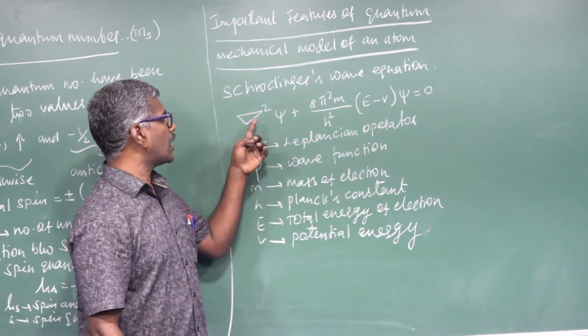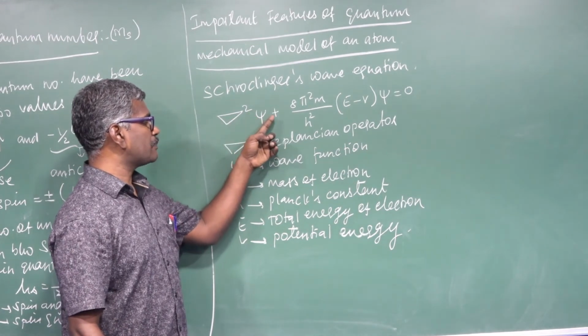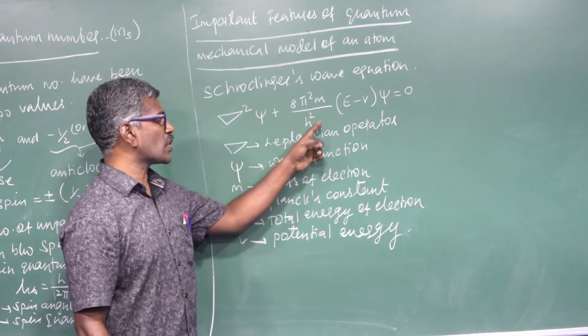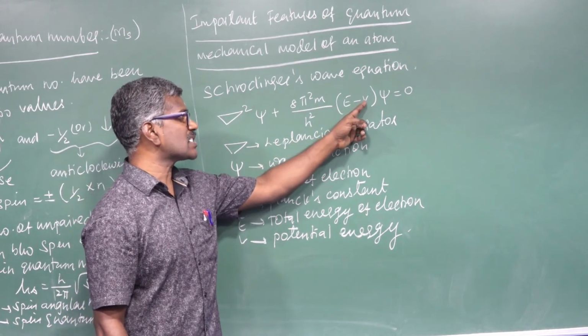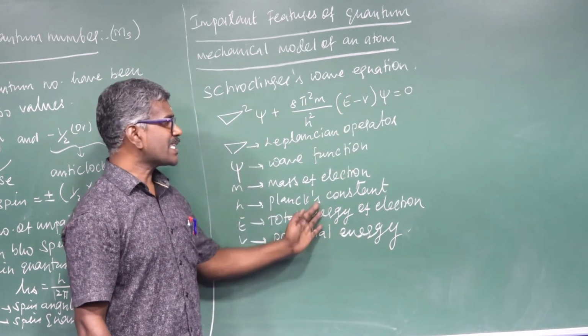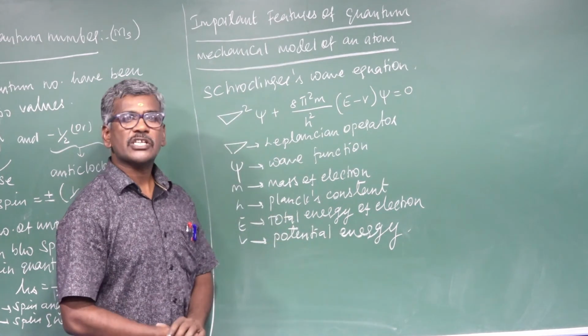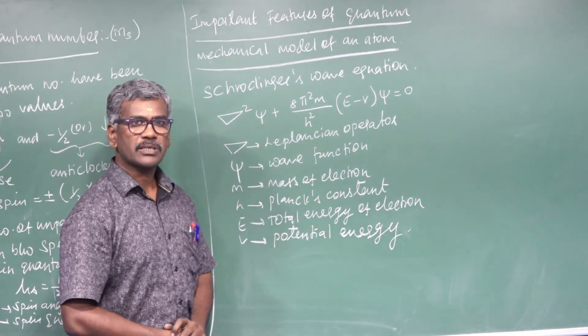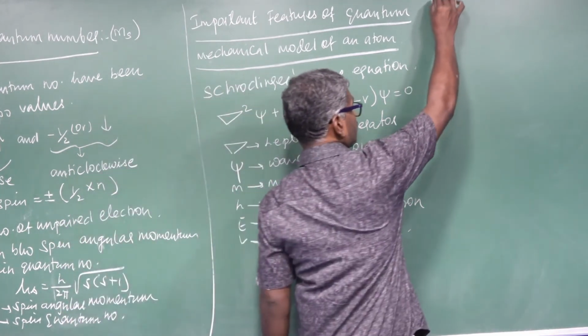What is the formula? Del squared psi plus 8 pi squared m divided by h squared into (E minus V) into psi is equal to 0. This explains the important features of the quantum mechanical model of the atom. This is point number 1.